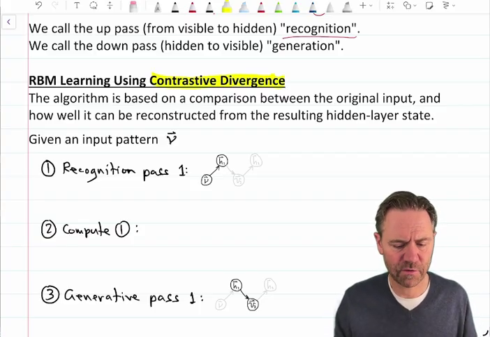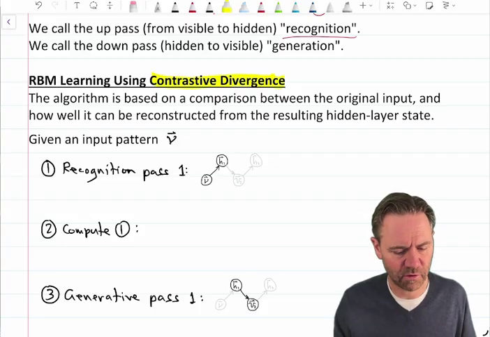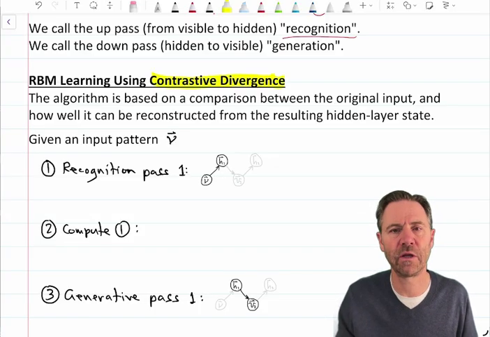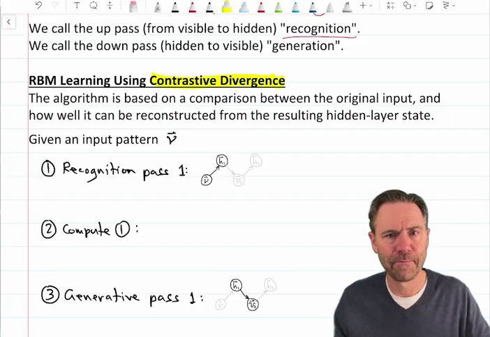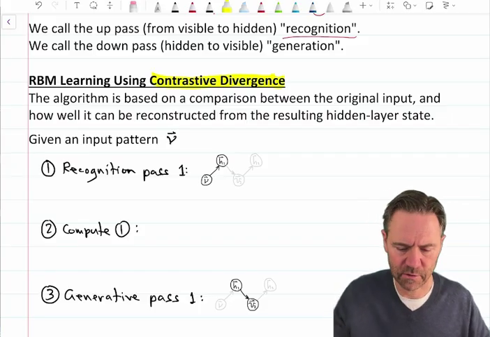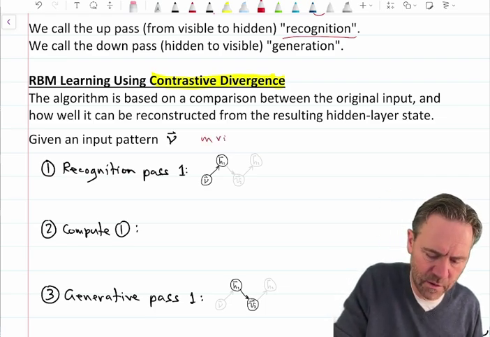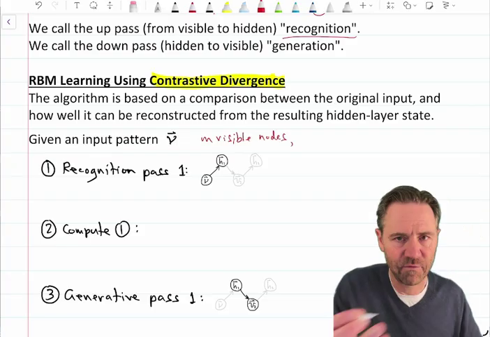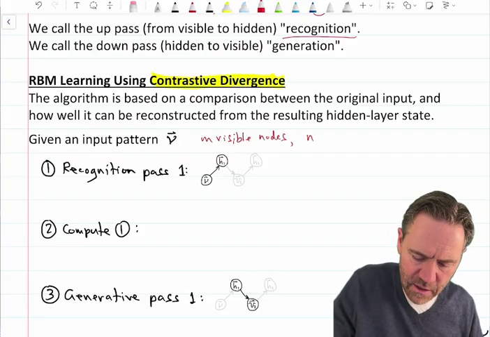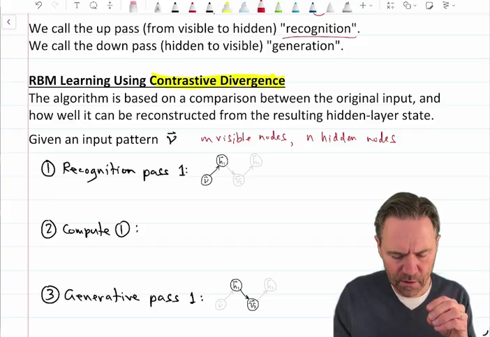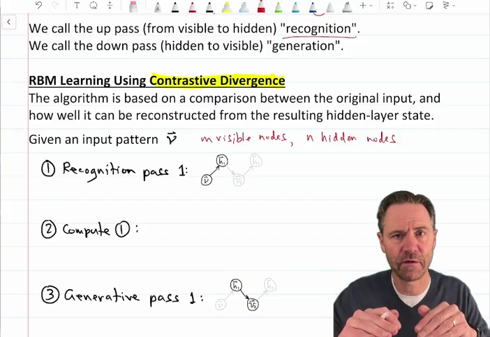So here's how contrastive divergence works. The algorithm is based on a comparison between the original input and how well it can be reconstructed from the resulting hidden layer state. So first is the recognition pass. Let me give some parameters here. Let's say that we've got m visible nodes. I know I gave these before, but I'm just reminding you. N hidden nodes. Okay, first recognition pass, we inject the visibles from our data, from the world.